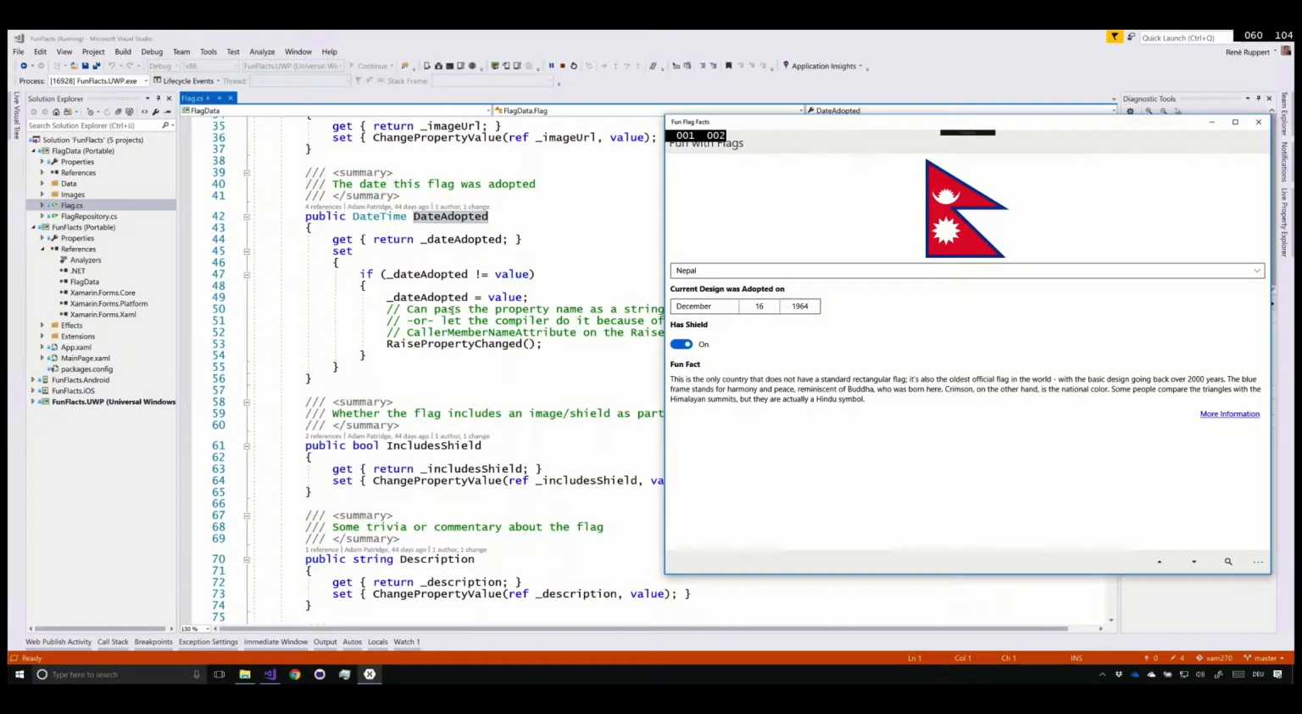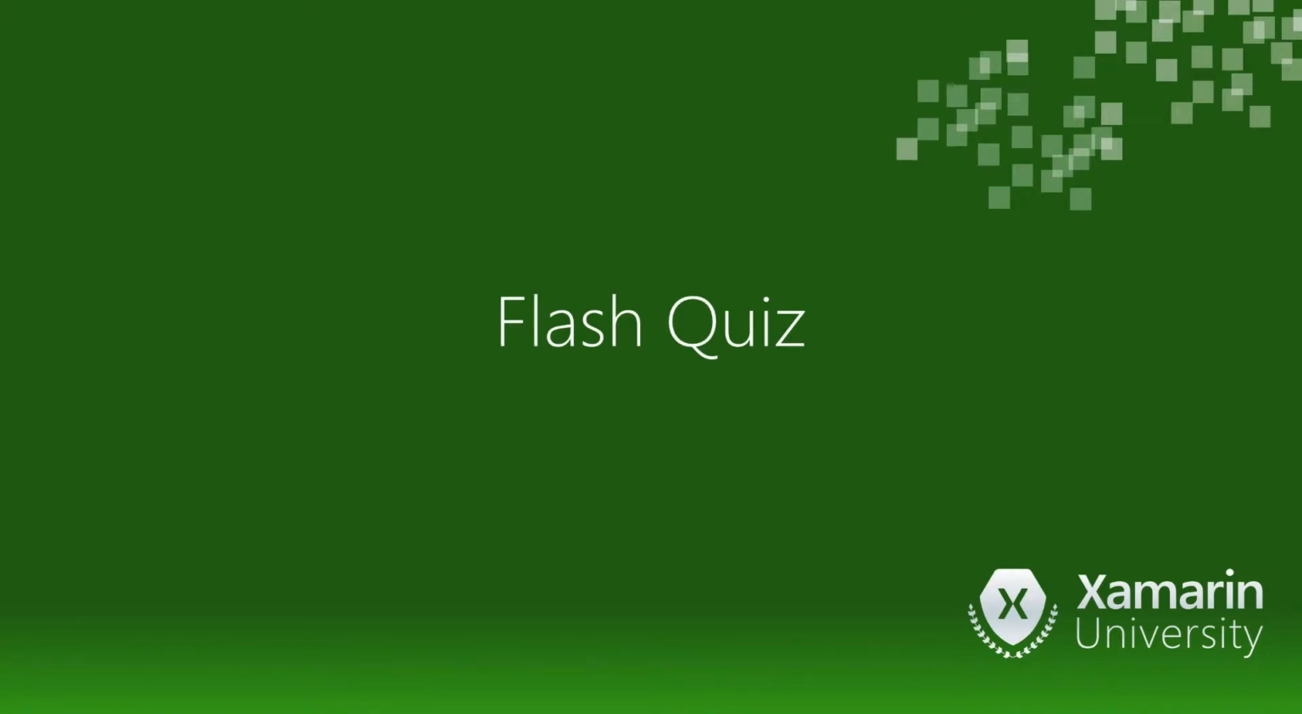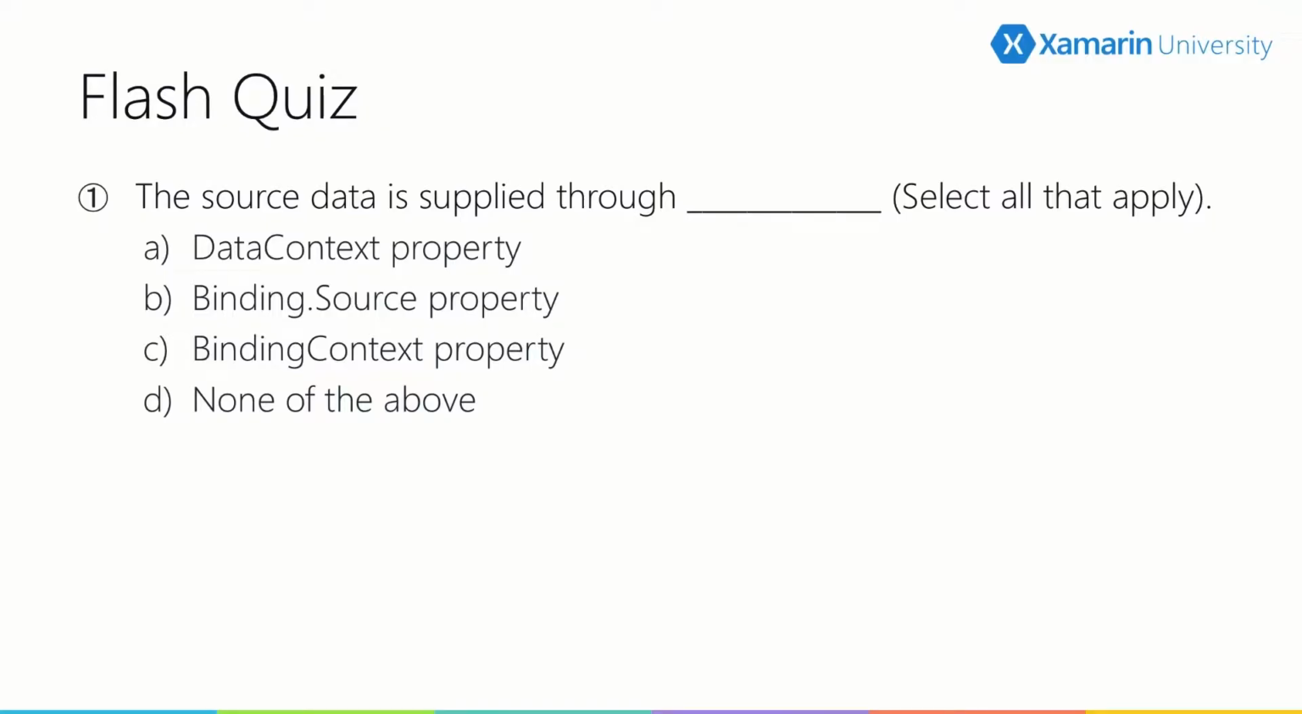To recap what you have learned so far, let's do a little flash quiz. I'll read out the question and then give you about 10 seconds to provide the answer. Here's the first question. With data bindings, how is the source data supplied? Is it A, by setting the DataContext property, B, by using the BindingSource property, or is it maybe C, by using the BindingContext property, or is it D, none of the above?